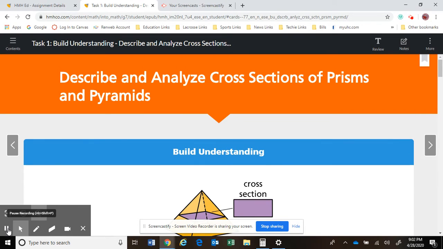Hey guys, this is a tutorial for Module 11, Lesson 1. This is for task number 1 on describing and analyzing cross sections of prisms and pyramids.